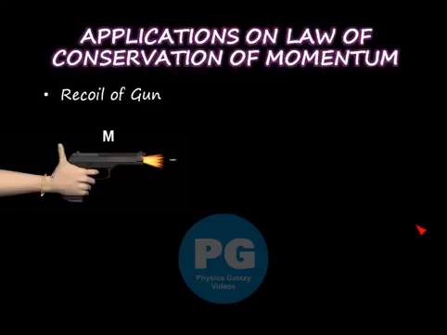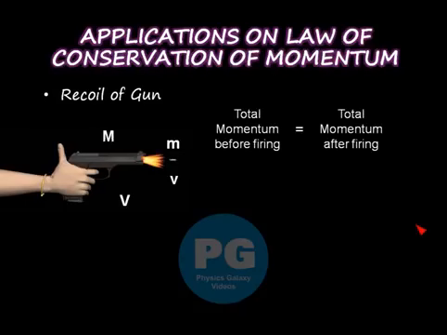Here, the mass of the gun is denoted by capital M, and the mass of the bullet is denoted by small m. As the gun is fired, the bullet moves forward with a velocity of small v. As a result, the gun recoils back with velocity capital V. Now, according to the law of conservation of momentum, the total momentum before firing is equal to the total momentum after firing, that is, the initial momentum is equal to the final momentum.